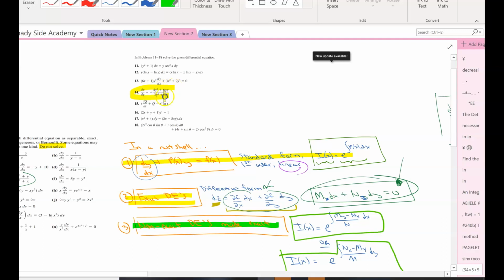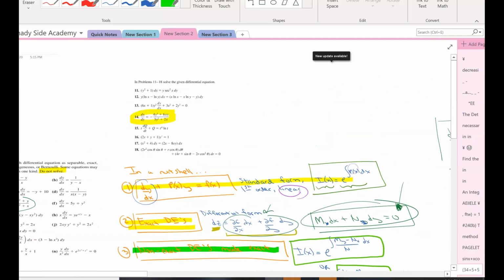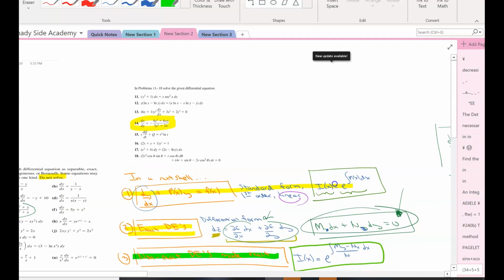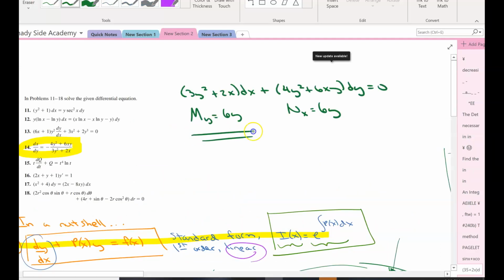Here, let's do number 14. If I eyeball it, will that be non-exact? Who knows? Let's just go over here and try it. You try it, see if it's exact or not exact. If it's not exact, go ahead and make it exact and replay me. Oh my goodness. Okay, so this is now exact, and you already know how to solve an exact diff EQ.